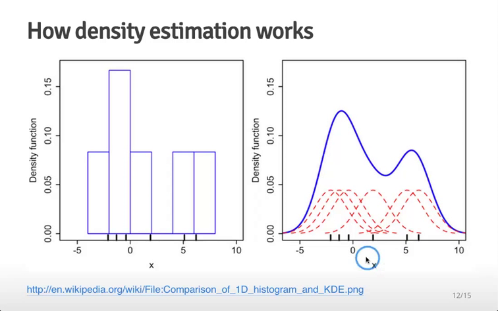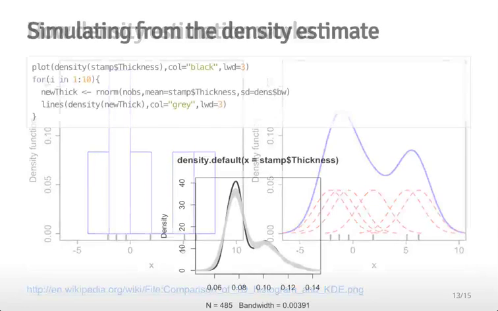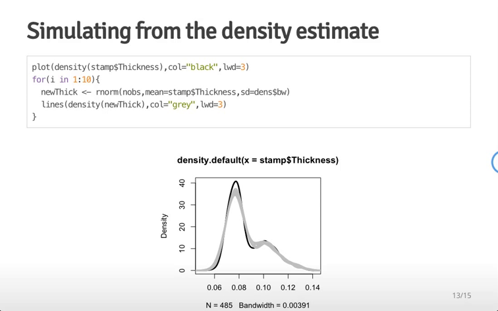So you can imagine, since we're actually using these normal distributions to estimate this smooth line, an alternative is we could just simulate data where the data is drawn randomly from one of these small normal distributions. And in fact, that's a very reasonable way to simulate data from the same distribution as the stamp data.